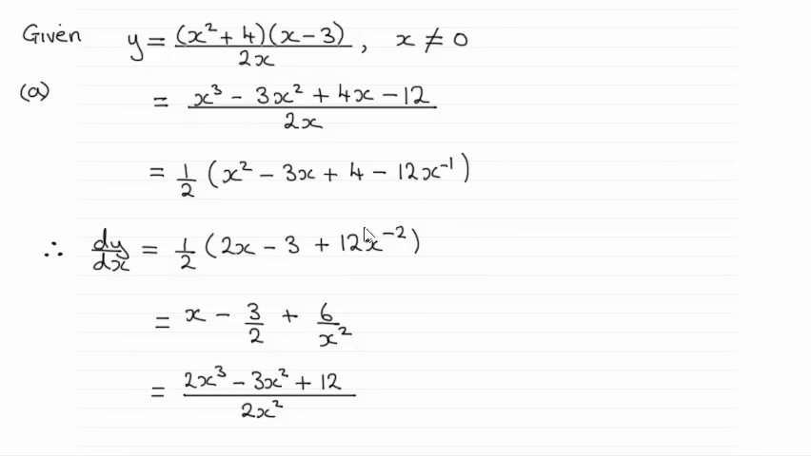Now, you shouldn't have a negative power in this if you're simplifying it. So that's got to be thought of as 1 over x squared. So here you've got 12 over x squared. Times it with the half, and you're going to end up with half of 12, which is 6, and it'll be 6 over x squared. Halving these other two terms, 2x gives us x, and halving the 3 gives us 3 over 2.